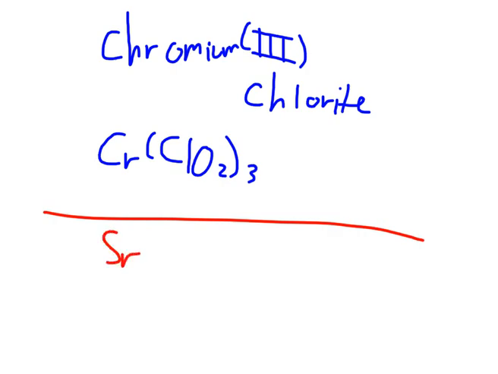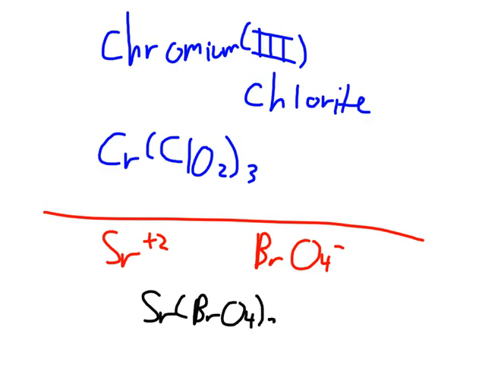I'll do one more. We'll say strontium is bonding with this ion, and there's 4 oxygen, so that makes it perbromate. Strontium is an alkaline earth metal. So there you have it. Let's put it together. And what would the name be? Of course, it would be strontium perbromate.